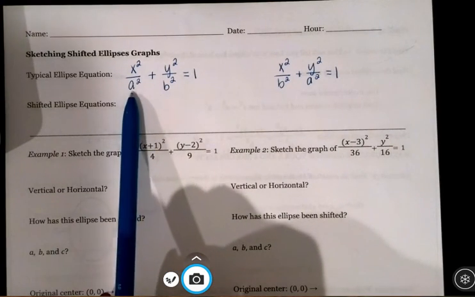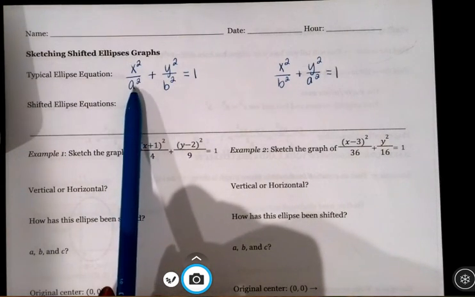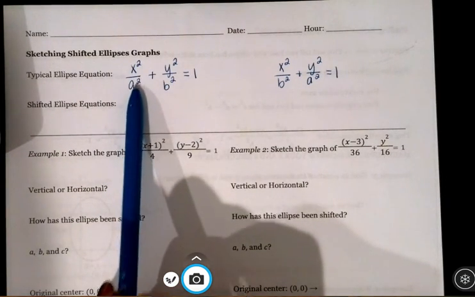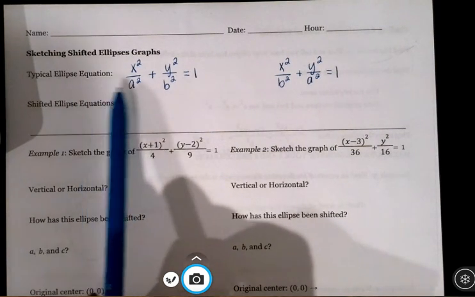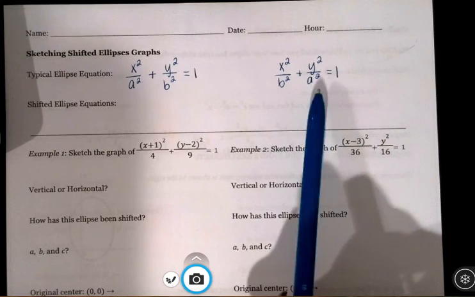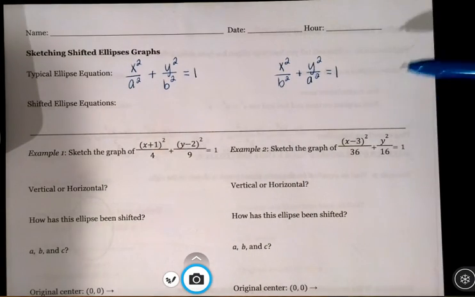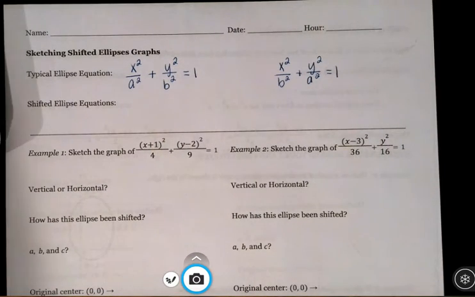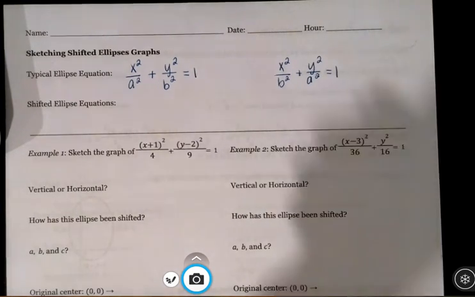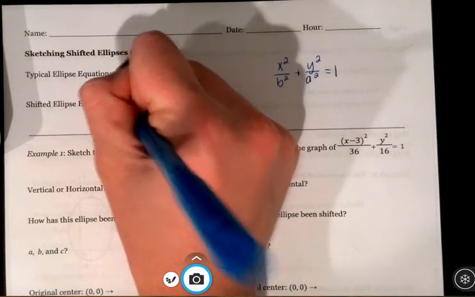Since a squared is always going to be larger than our b squared, since the a squared is under x squared, that allows us to recognize that our ellipse is longer on our x-axis, so it's horizontal. For this one, our larger denominator is under our y squared, so it's going to be longer on the y-axis, which is vertical.